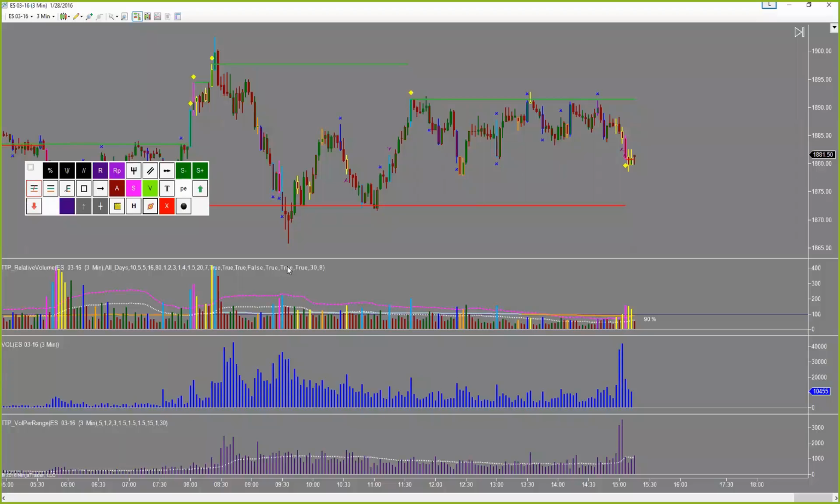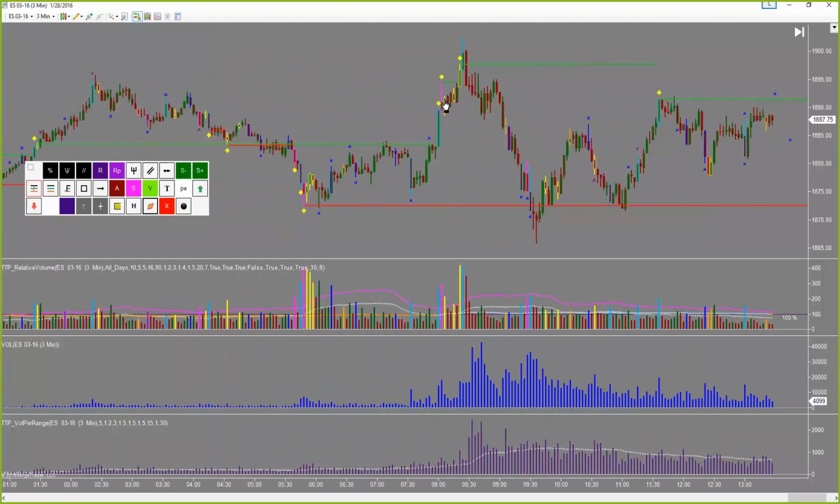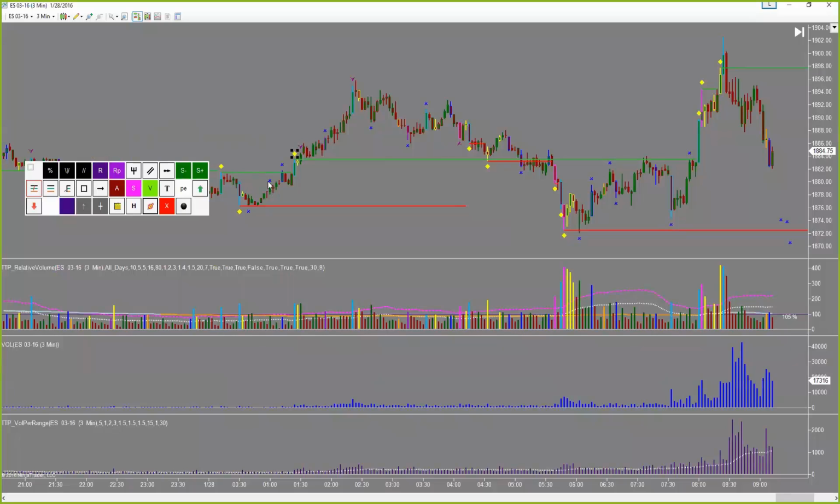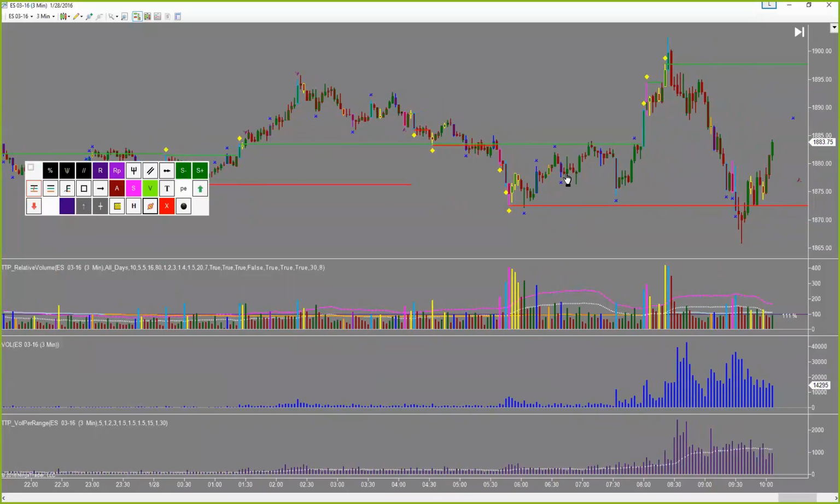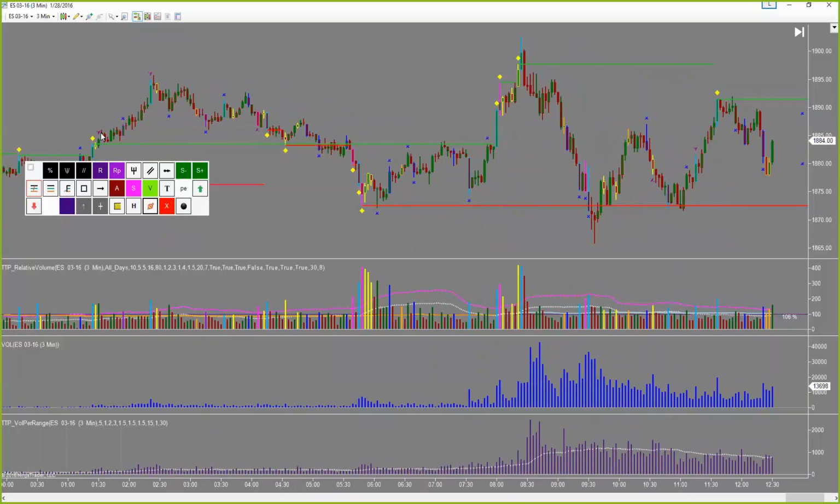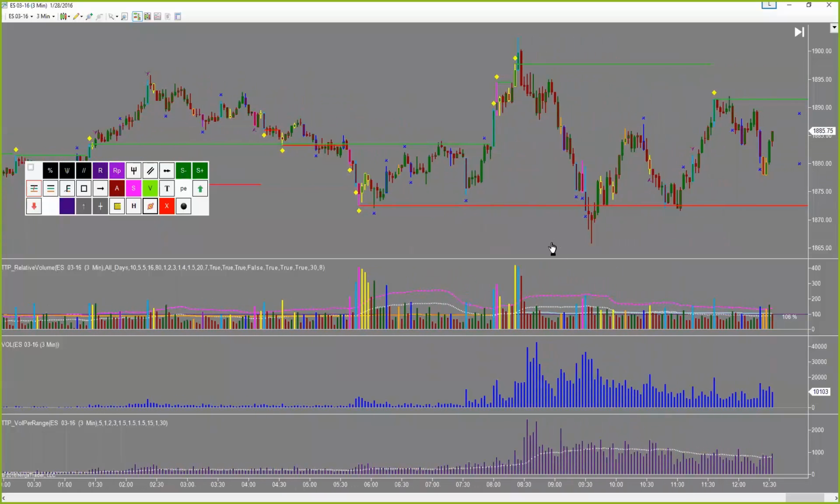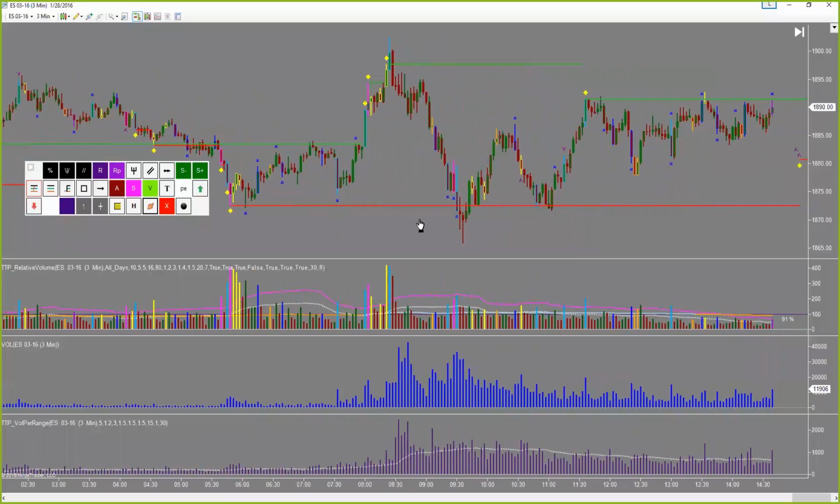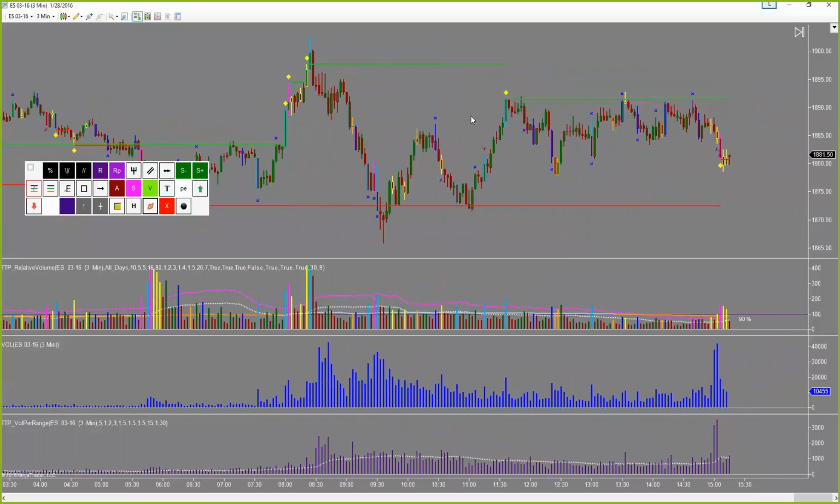So we wouldn't be drawing. As I scroll back, there are all these drawing objects, right? I'm also going to do that with the relative volume. So as we scroll to the right, all of these drawing objects would drop off of the chart. So we would only be plotting the drawing objects for the visible chart.